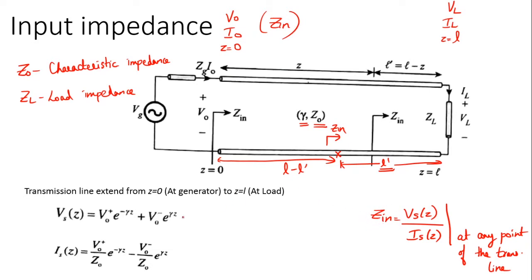And coming to the basics, we will start the derivation for input impedance. This is the basic equation for voltage and current. V(z) is V0 plus e raised to minus gamma z plus V0 minus e raised to gamma z. This is the negative travelling part, or the reflected part of the wave. Similarly for current, please note that there is a negative sign for the second term: V0 plus by Z0 e raised to minus gamma z minus V0 minus by Z0 e raised to gamma z. These are the voltage and current equations, which we derived in the last class. So let's proceed to the derivation of input impedance.